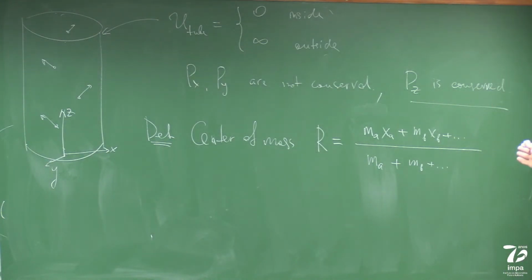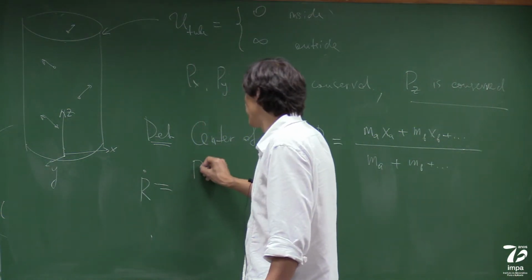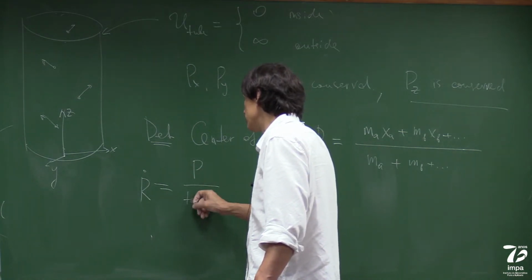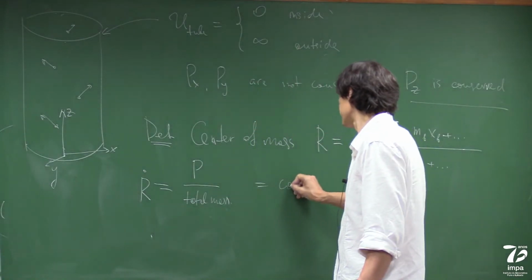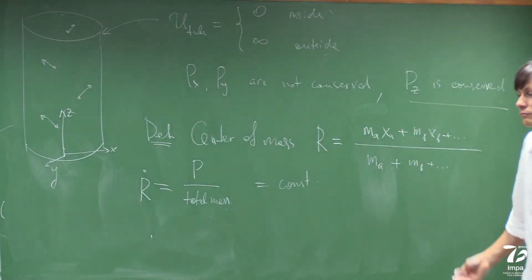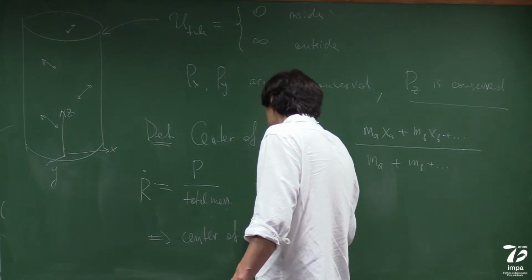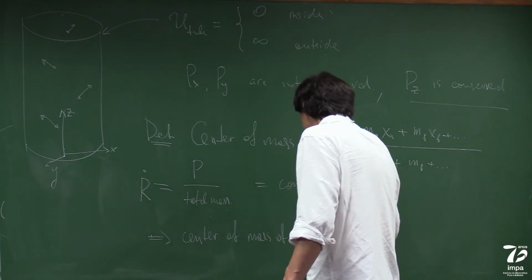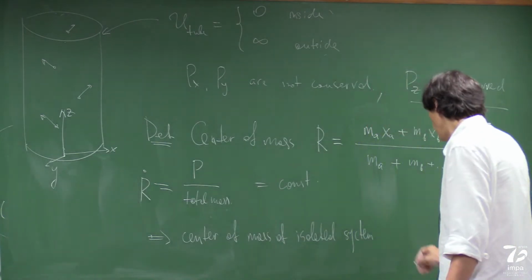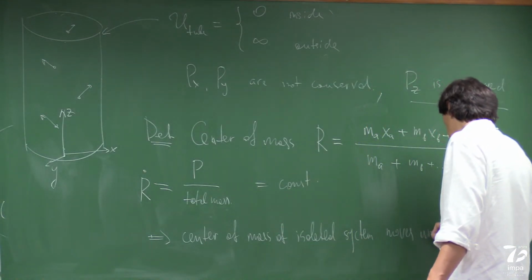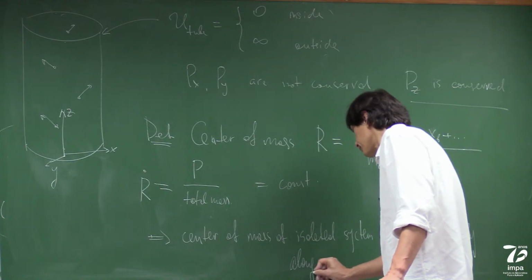So why is it convenient to do so? Because the derivative becomes the momentum divided by the total mass, which is conserved for an isolated system. This means that the center of mass of an isolated system moves uniformly along a straight line.